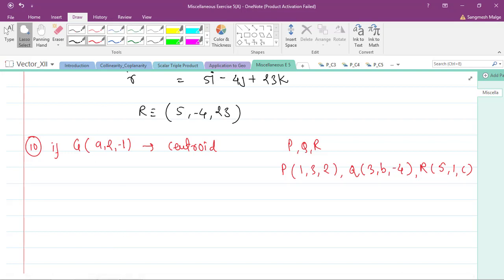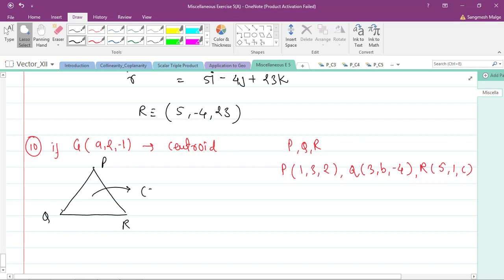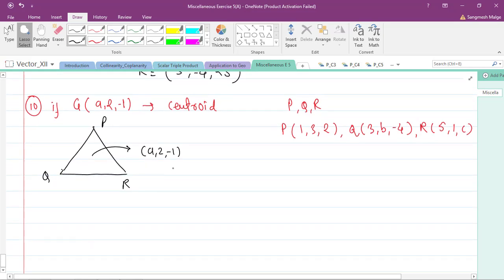So this is a triangle we have, so let's draw it. This is a point P, Q and R. The centroid is like this, (a, 2, -1). The P coordinates, Q coordinates and R coordinates are given. So how to do it? You know that the centroid formula is what? G bar is equal to P bar plus Q bar plus R bar divided by 3. So 3G bar is equal to P bar plus Q bar plus R bar.